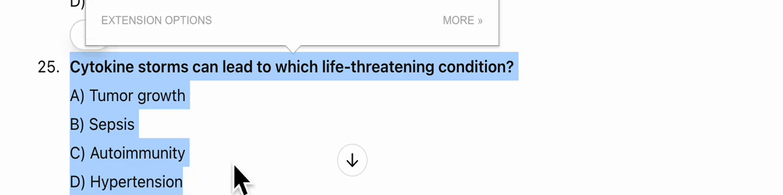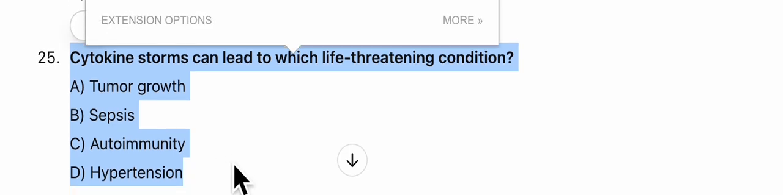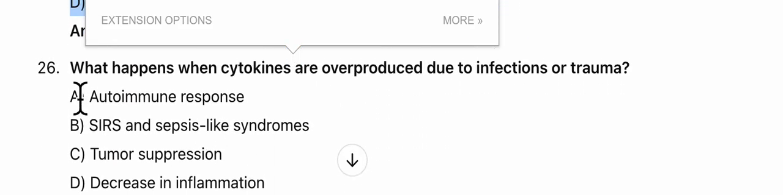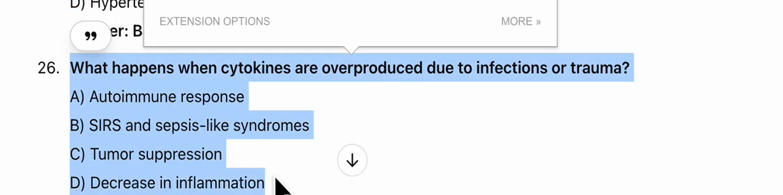Cytokine storms can lead to which life-threatening condition? A. Tumor growth. B. Sepsis. C. Autoimmune. What happens when cytokines are overproduced due to infections or trauma? A. Autoimmune response. B. SIRS and sepsis-like syndrome. C. Tumor suppression. D. Decrease in inflammation.